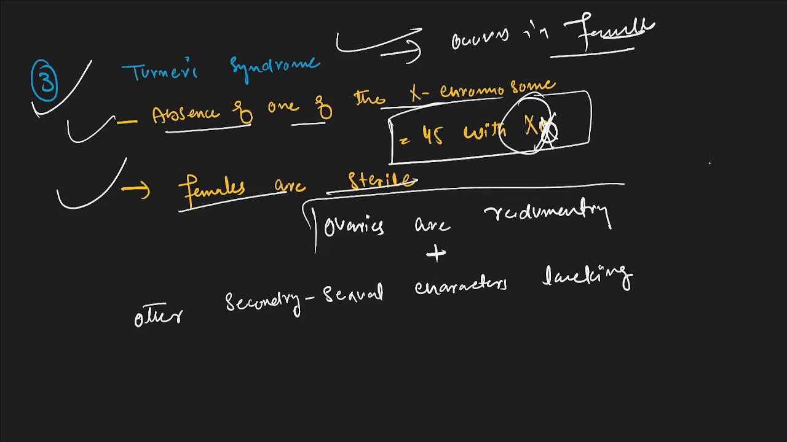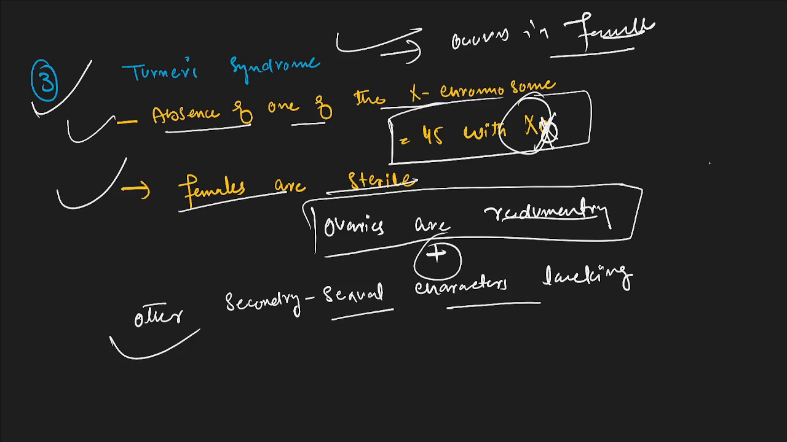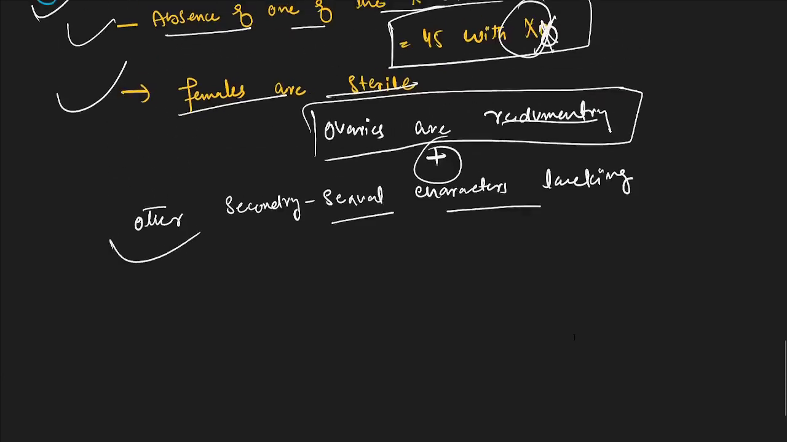And why are these sterile? Because the ovaries present in those females are rudimentary. Plus, in addition to this, other secondary sexual characters are lacking. They do not have well-defined secondary sexual characters. Clear? Okay. So these were the three most important chromosomal disorders that have been mentioned in the NCERT book.